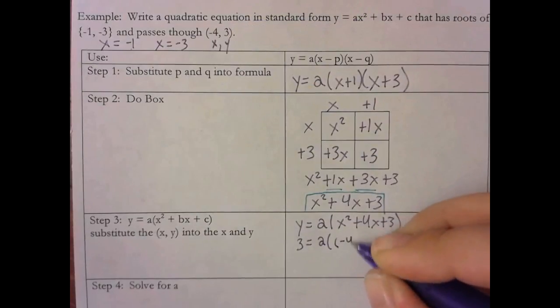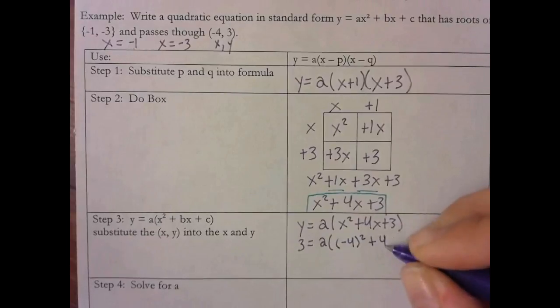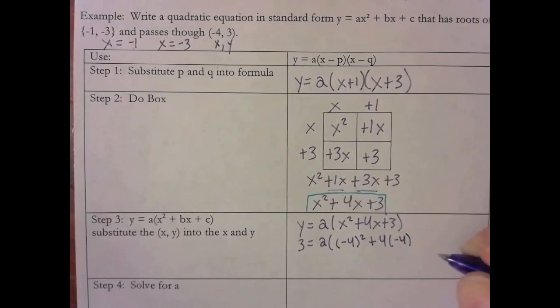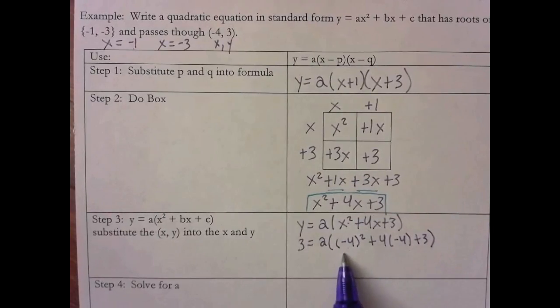And let's be crazy with those parentheses. And you might want to write kind of small because we don't have a whole lot of room. Sorry about that. All right, so anywhere I saw x, I put parentheses negative 4. Anywhere I saw y, I put a 3.